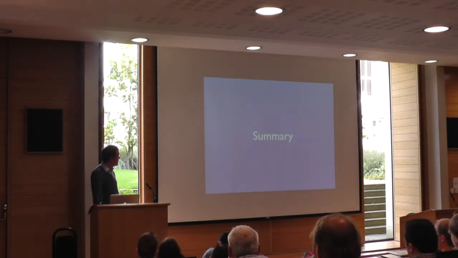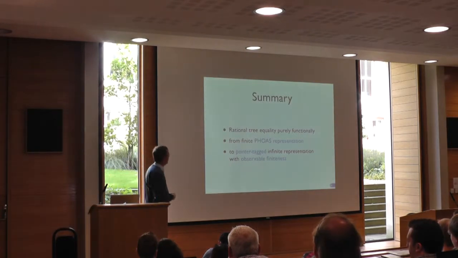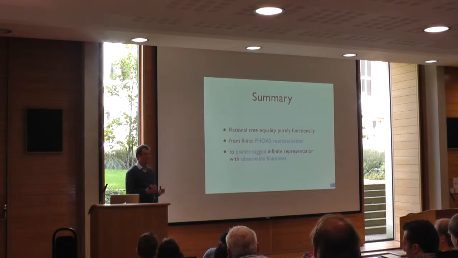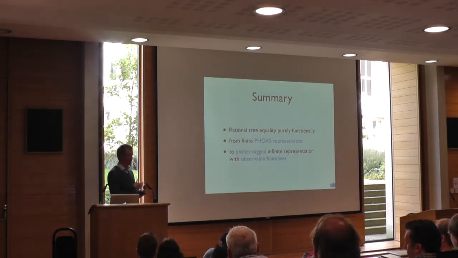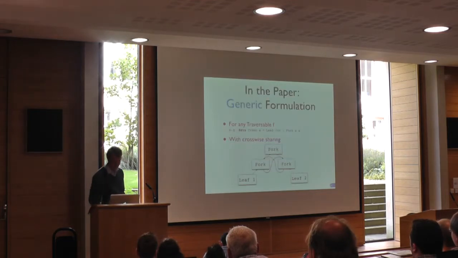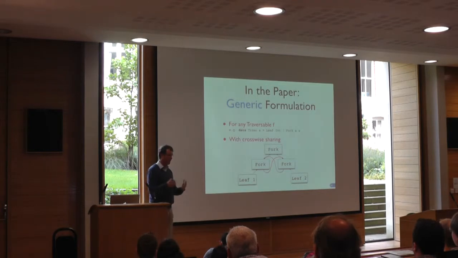So let me summarize. What we've done is to implement the rational tree equality in a purely functional way. We're using a structured graph representation. This is a finite representation of rational terms, and then we're transforming it into this pointer tag infinite representation to be able to conveniently implement an appropriate graph algorithm. I've shown you a very simple example with infinite streams.